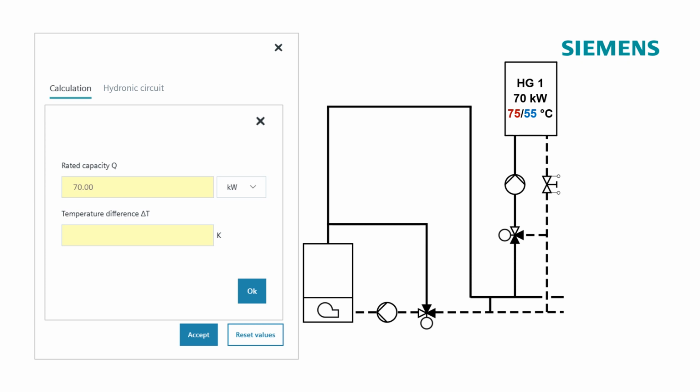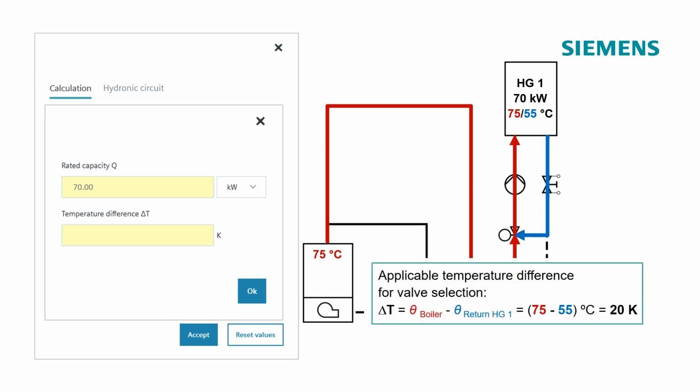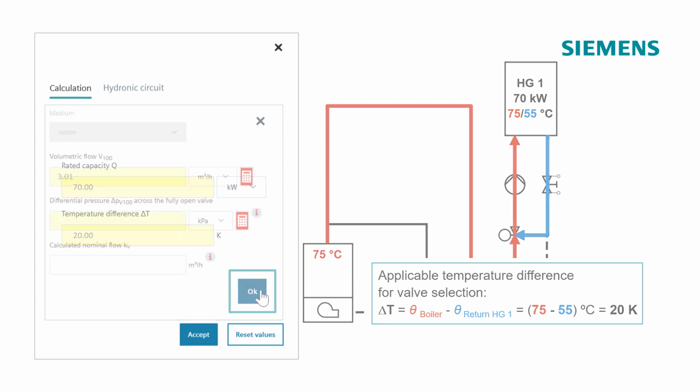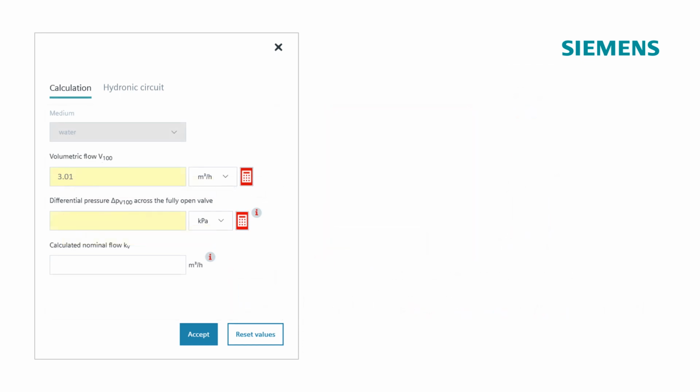Now it needs to be considered which temperature difference is applicable for the valve selection. The control valve operates with the generator supply temperature of 75 degrees, and the return flow temperature from the heating group of 55 degrees. Therefore the applicable temperature difference for the valve selection is 20 Kelvin. Click OK. The volumetric flow has been calculated at 3.01 cubic meters per hour.